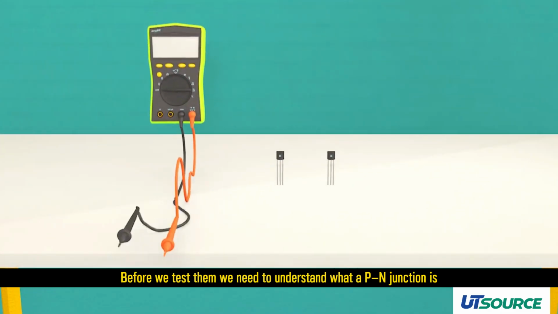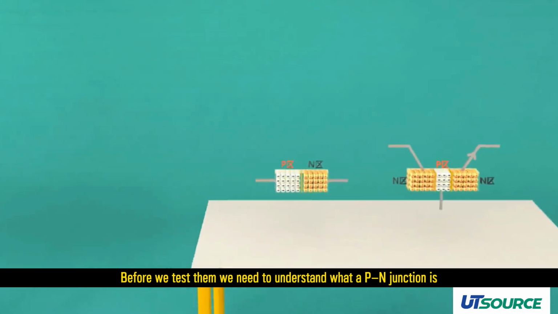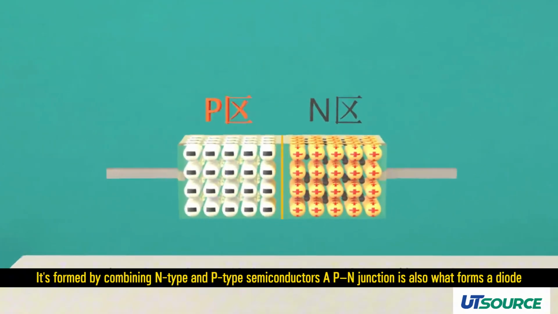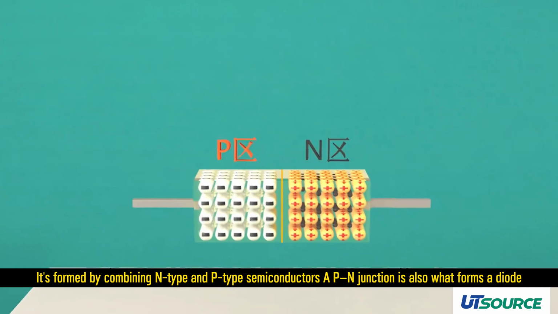Before we test them, we need to understand what a PN junction is. It's formed by combining N-type and P-type semiconductors. A PN junction is also what forms a diode.